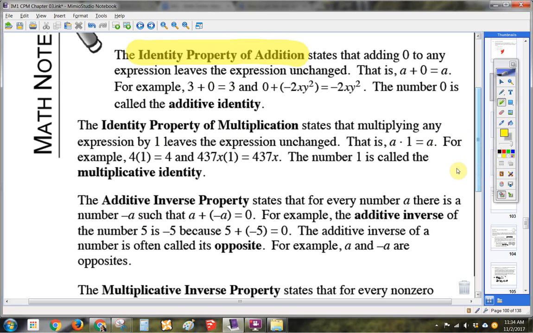The next one is the identity property of multiplication. This states that multiplying any expression by 1 leaves the expression unchanged. That is, a times 1 equals a. For example, 4 times 1 equals 4, and 437x times 1 equals 437x. The number 1 is called the multiplicative identity.